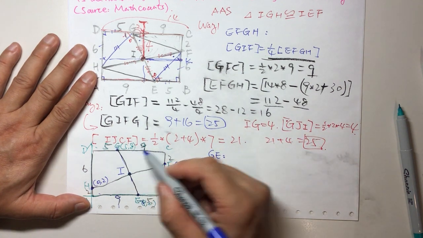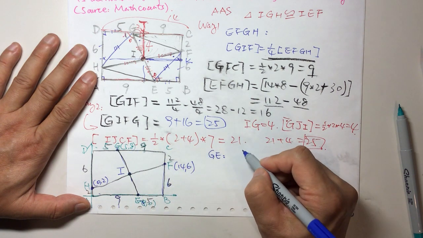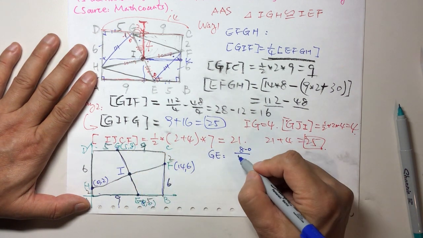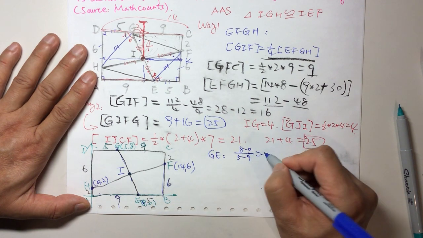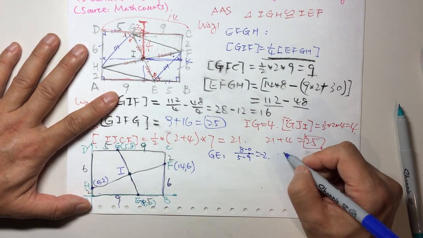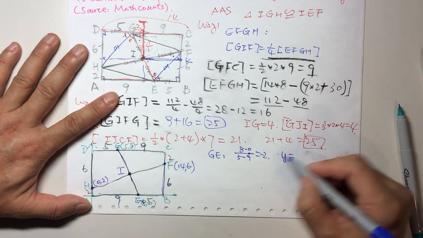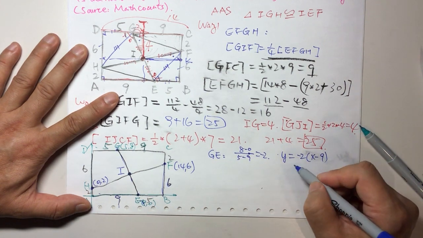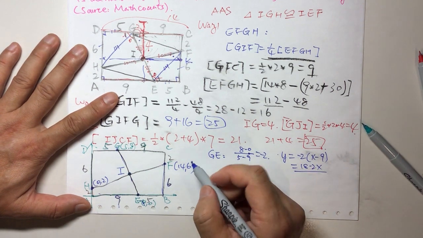So we know the slope of this one, 8 minus 0 over 5 minus 9. So negative 4, so it is negative 2. Now, for the equation of the line, we can use this one: y minus 0 equals the slope, negative 2, times x minus 9. So we know that's 18 minus 2x, right? That's the equation of GE.